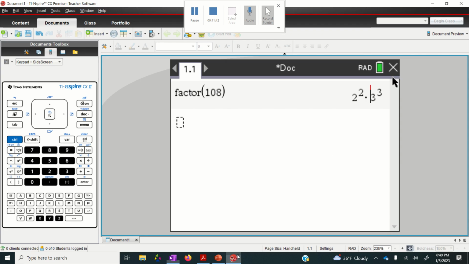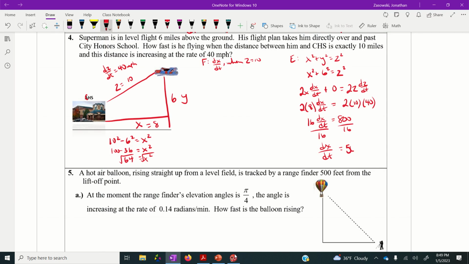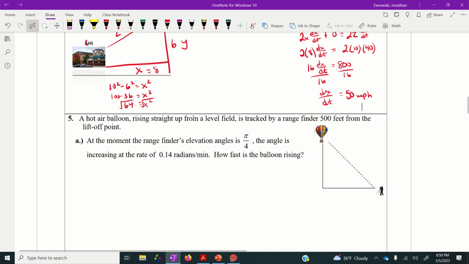All right, and if you've got a calculator, I don't know off the top of my head what 800 over 16 is, but it'll simplify it for us, and we get 50. Now, this is also in units, so remember that this is miles per hour, and then we would say that Superman's speed is increasing at a rate of 50 miles an hour. Make sure you write that statement for yourself here, okay?